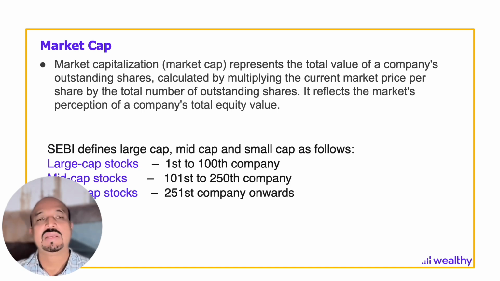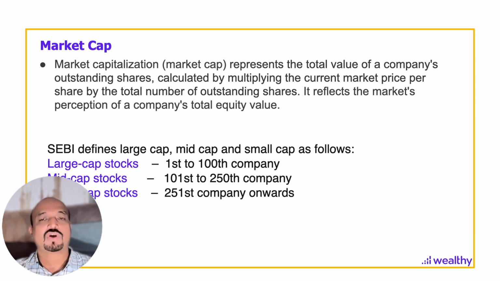Now, SEBI has defined three market caps for us: large cap, mid cap, and small cap. The top 100 stocks which are listed and traded in the exchange by market capitalization are called large cap funds. Sometimes this is also referred to as blue chip funds. Then you have 100 to 250 stocks which are referred to as mid cap funds. Last in the category, the 250 and below are listed as small cap funds. There is also micro cap and various other things, but for our academic interest, we'll restrict ourselves to these three categories.